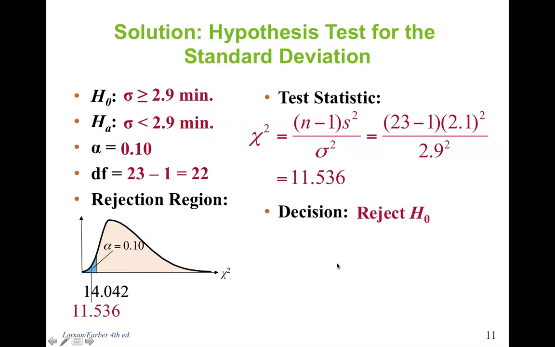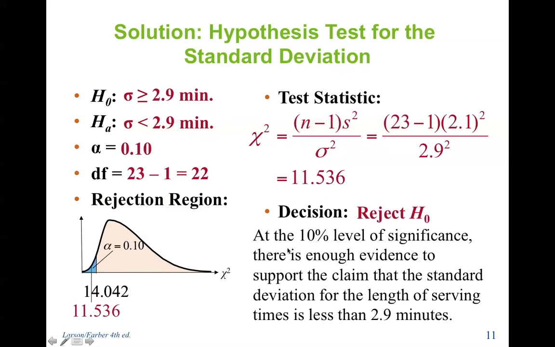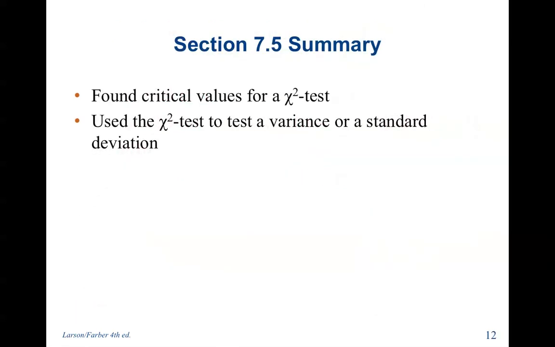Now, our decision is to reject the null hypothesis because we got an 11.536. That falls to the left. So at the 10% level of significance, there is enough evidence to support the claim that the standard deviation for the length of serving times is less than 2.9 minutes. That's it for this section.